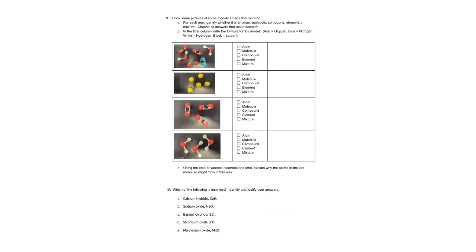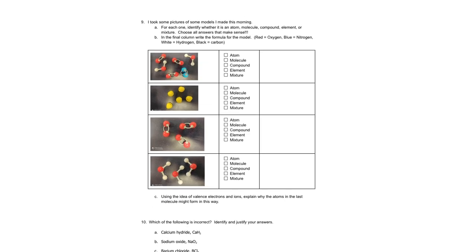All right, so here we took some pictures of some models that I made using the molecular kits. For each one, we're going to identify whether it's an atom, molecule, compound, element, or mixture. Sometimes I might be able to pick more than one of those, so we'll see. In the final column, I want to write the formula for the model. I might not be able to do that if there's a lot of them, but we'll do our best. So let's zoom in here.